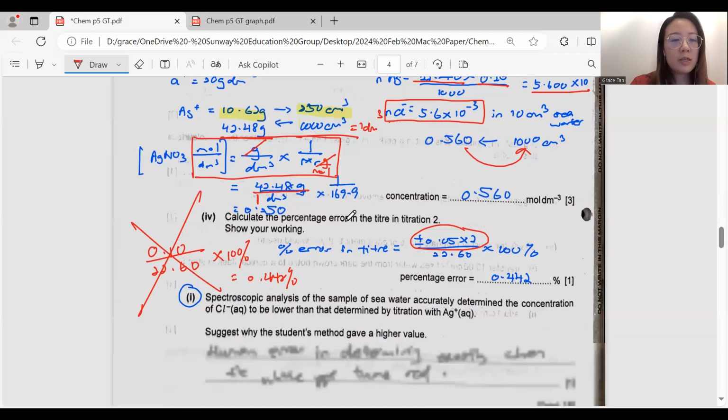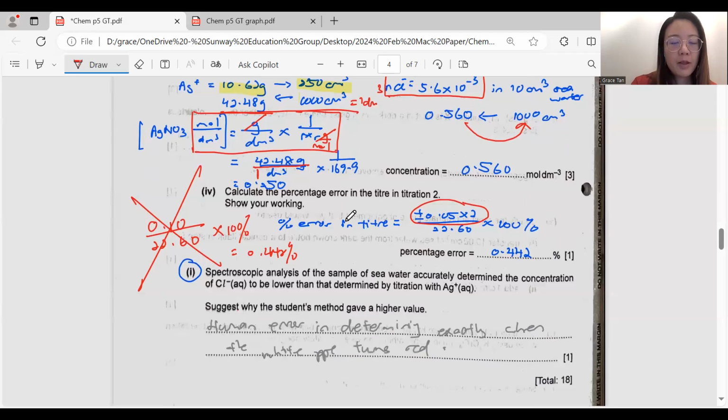Now, question I. You can see I circled it. This one, honestly speaking, I'm not very sure. But if I have to answer, I can probably just give an answer, but please take it with a pinch of salt. Spectroscopy analysis of the sample of seawater accurately determined the concentration of chloride to be lower than that determined by titration. Suggest why the student's method gave a higher value.